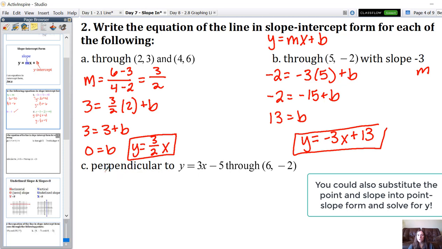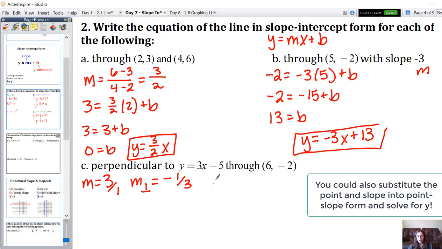Part C, we want to write the equation of a line that's perpendicular to this line and goes through (6, -2). So remember, if we need to be perpendicular to this line, our original slope of that line is 3, so then if we want the perpendicular slope, we need to flip the fraction and switch the sign. It started off positive, so now it's going to be negative. 3 is the same thing as 3 over 1, so we now have -1 over 3.